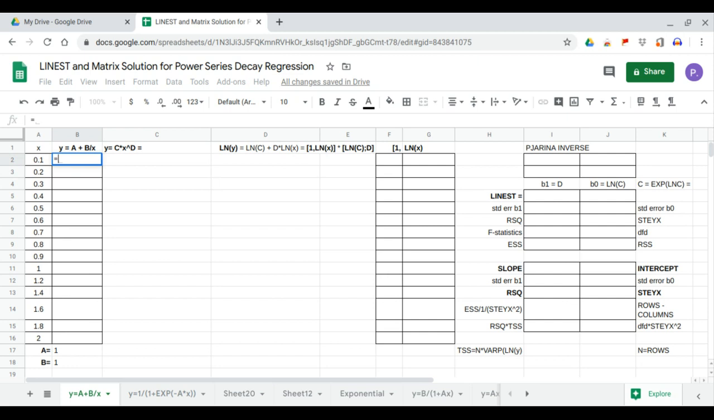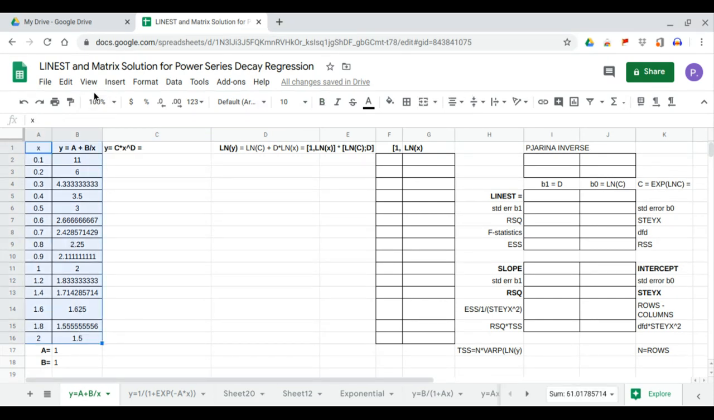Dataset is equal to A, array formula of A plus B over the X values. And we'll use power series to draw the trend line of this.